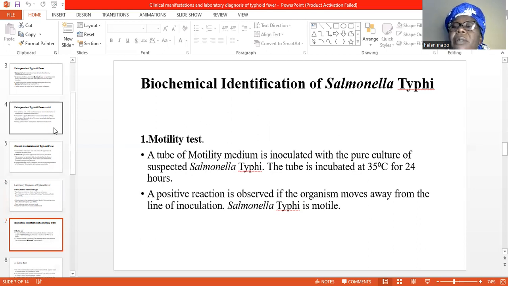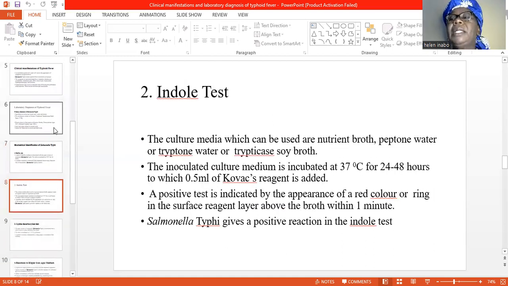a pure culture is required, which is done by transferring or inoculating fresh medium before biochemical identification of this organism is done. The biochemical tests include 1, motility test. A tube of the motility medium is required, which is a semi-solid medium that is inoculated with the pure culture of the suspected organism, and the tube is incubated at 35 degrees Celsius for 24 hours. Salmonella typhi is motile, so a positive reaction is indicated by the organism moving away from the line of inoculation.